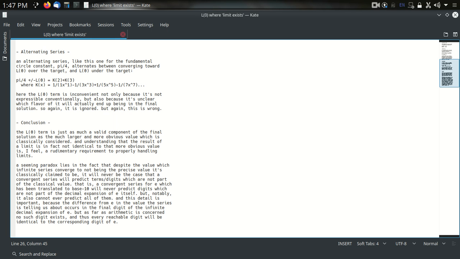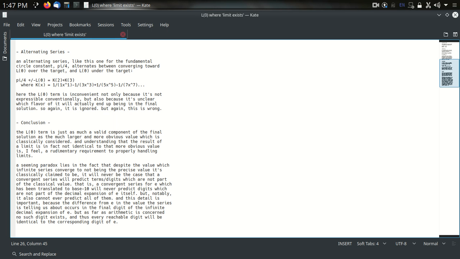And this detail is important because the difference from E in the value the series is telling us about occurs in the final digits of the infinite decimal expansion of E. Right? So say you could get a last digit of E. Say you could find that. That digit of E, the difference between E and E minus L naught cannot be represented in that digit. That's what I'm saying here. That's how small L naught is.